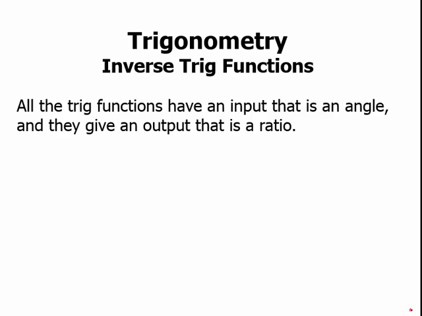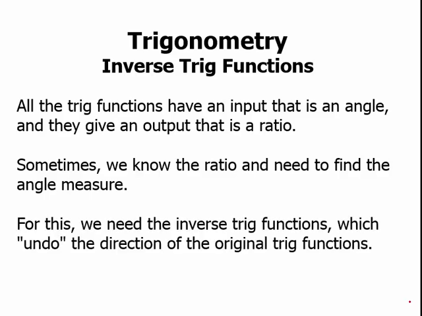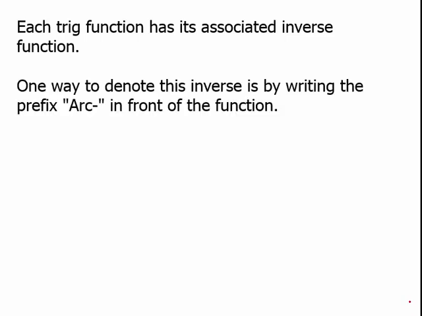Inverse trig functions. All the trig functions have an input that is an angle, and they give an output that is a ratio. Sometimes we know the ratio, and we need to find the angle measure. For this, we need the inverse trig functions, which undo the direction of the original trig functions. They switch around what's the input and what's the output. Each trig function has its associated inverse function.